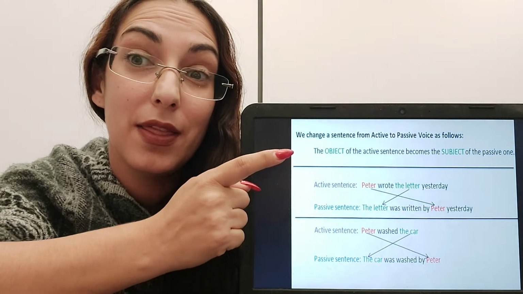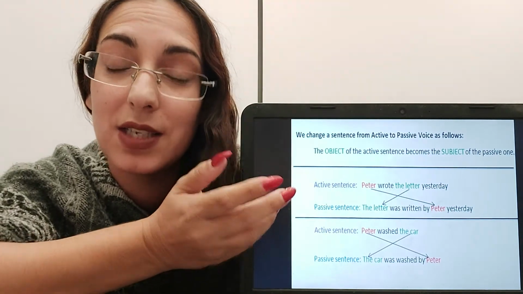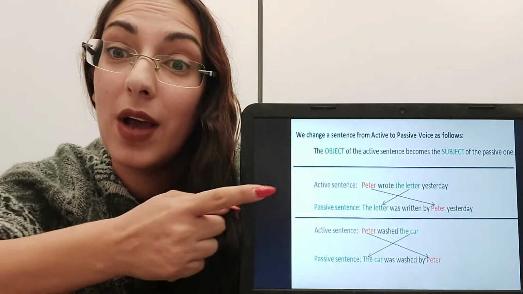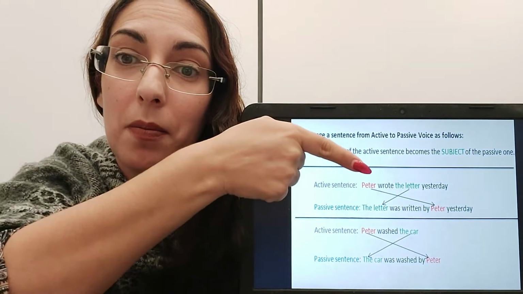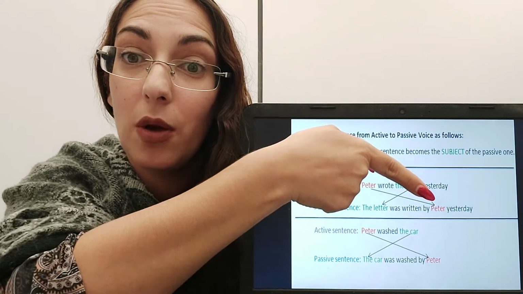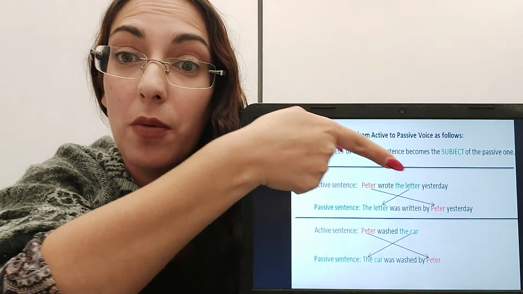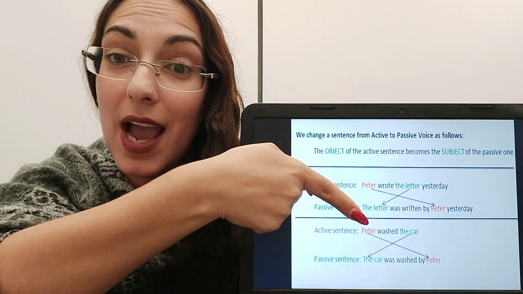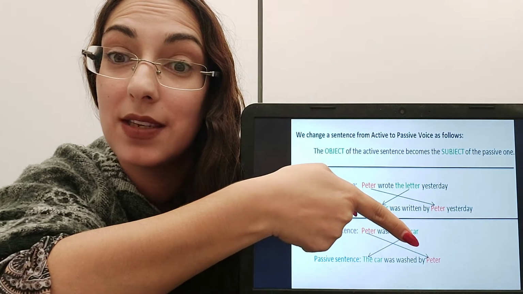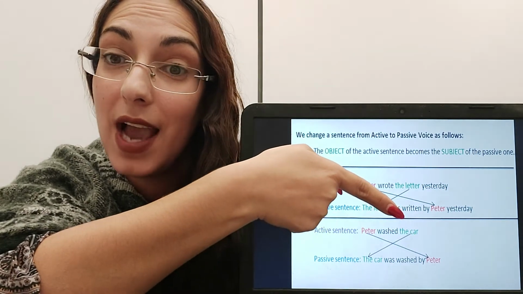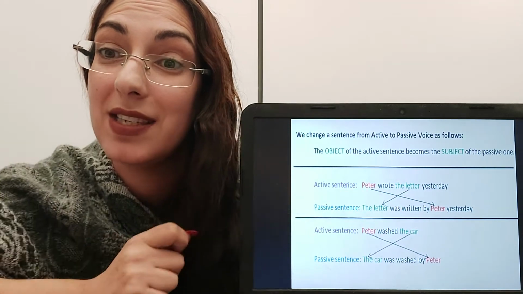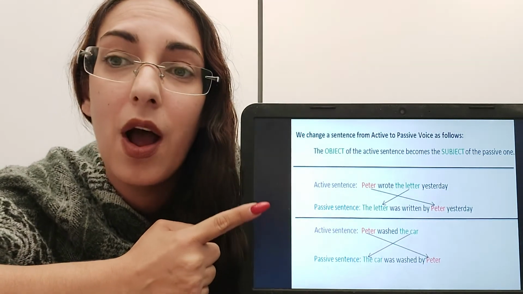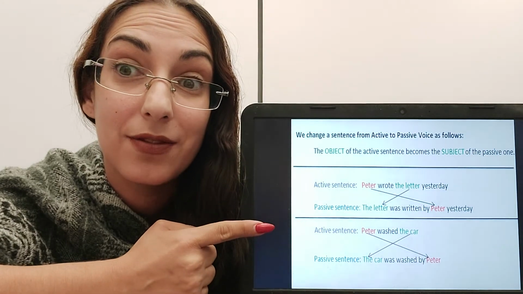Now here, the object of the active sentence becomes the subject of the passive sentence and vice versa. So have a look at these two examples. That subject became the object there in passive, and that object became the subject there in passive. The same thing here, the subject of the active sentence became the object of the passive sentence, and the object of the active sentence became the subject of the passive sentence. So pause the video and have a good look at these two examples and see how I changed from active to passive.